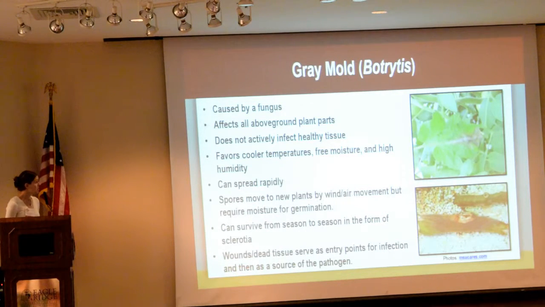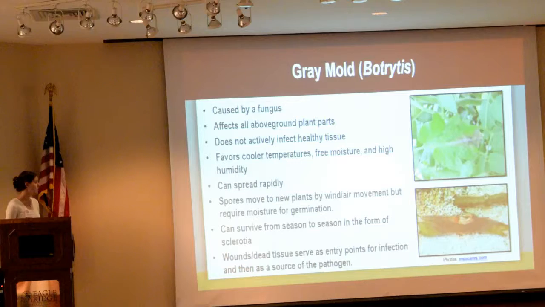So, gray mold is caused by a fungus. Some people call it botrytis. That's the genus of the fungus that causes it. It affects all above ground plant parts. It does not actively infect healthy tissue. Botrytis favors cooler temperatures, free moisture, and high humidity, and it can spread very rapidly. The spores can move to new plants by wind or air movement, but again, this is one that requires the free moisture for germination, and it can survive from season to season in the form of sclerotia.